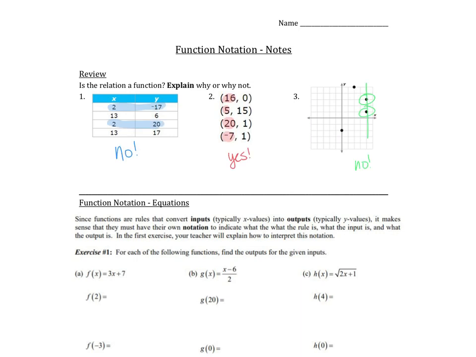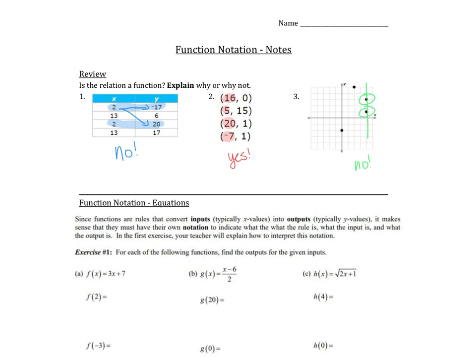Alright, so hopefully you paused the video and tried some of these out. These should be a review from your last lesson. So the first one is not a function. Remember, if you have the same input going to two different outputs, this 2 is going to the negative 17 and also the 20, that is not going to be a function.